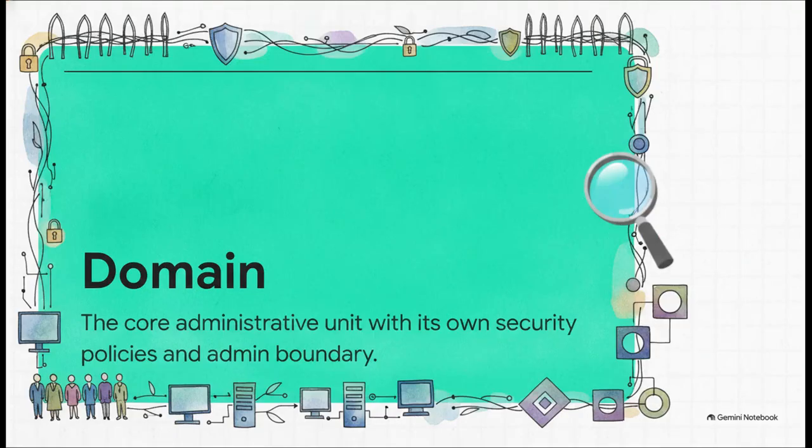Zooming in just one level from that, we find the domain. If the forest is the entire corporate conglomerate, the domain is the individual company or core administrative unit. It's got its own distinct security policies, its own password rules, and administrative boundaries. This is the level where your actual users, computers, and security groups live and breathe every single day.